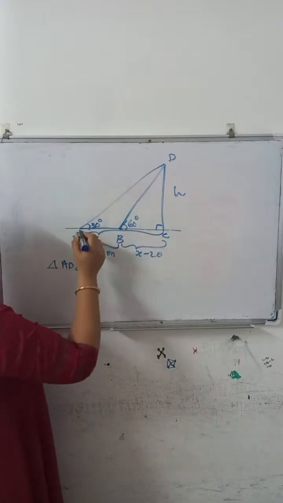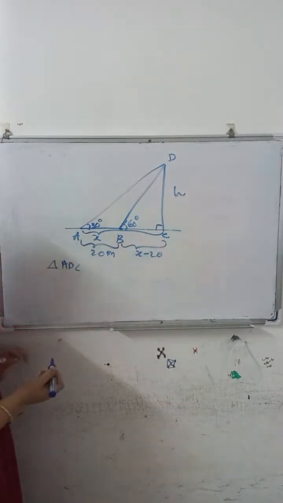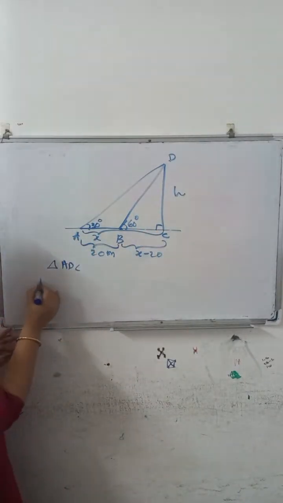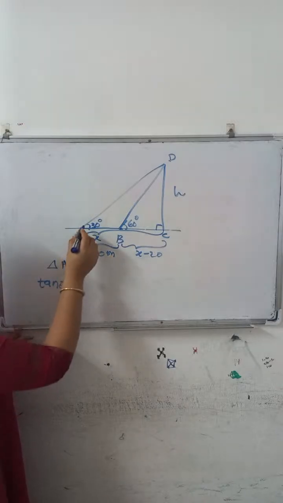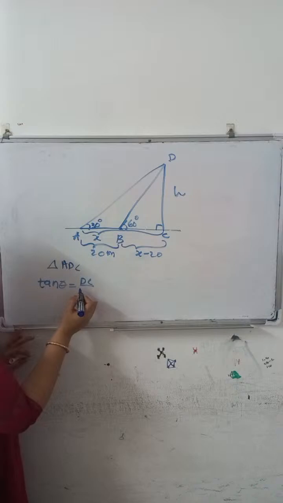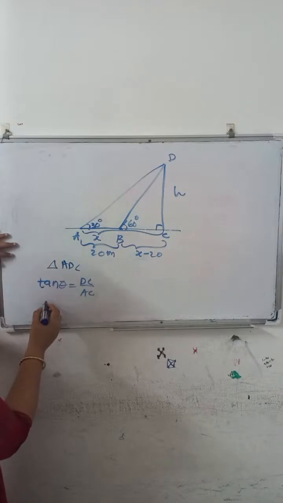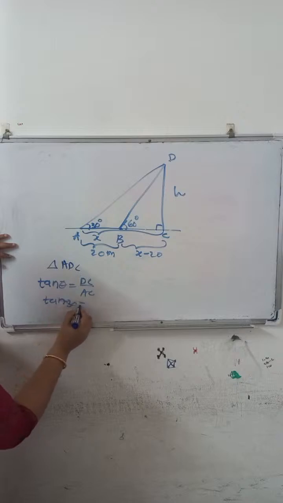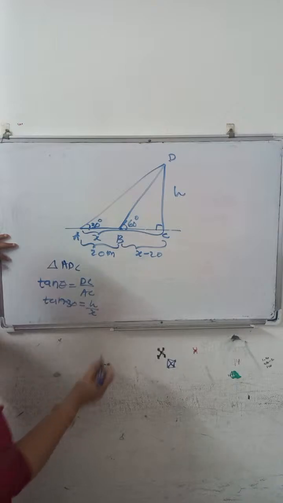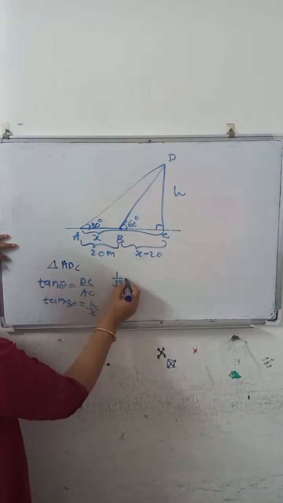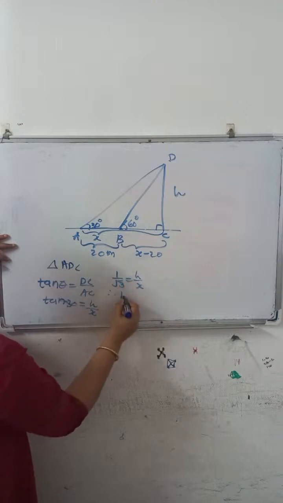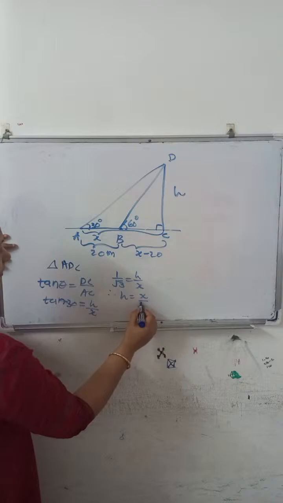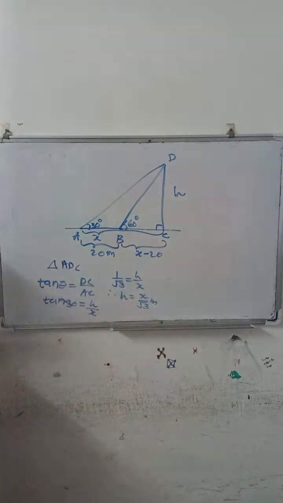Now if we take triangle ADC, then you can apply tan theta. In triangle ADC, tan theta is nothing but DC by AC. So tan 30, with AD as h and AC as x. Tan 30 is 1 by root 3, so 1 by root 3 is equal to h by x. Therefore, h is equal to x by root 3 meter. Keep this answer as it is.